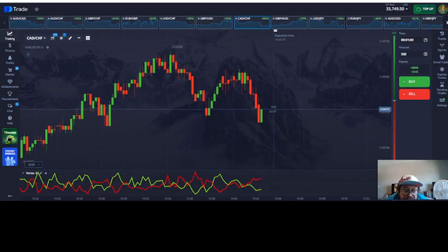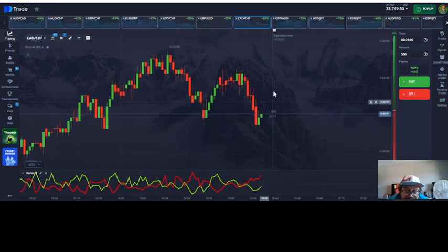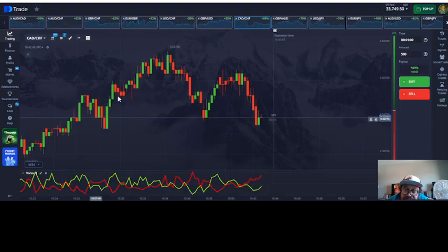Okay, so I'm on the Canadian dollar Swiss franc currency pair, and there's some good price action occurring here. We want to find pairs that have some good price action. Here we have some bullish and some bearish price action occurring.